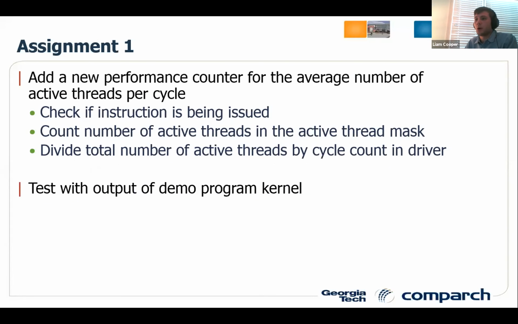So for assignment 1, the basic task is to add a new performance profiling counter for the average number of active threads per cycle. An overview of the steps for solving this assignment are to check if the instruction is being issued, count the number of active threads in the active thread mask, and divide the total number of active threads by the cycle count in the driver. Then you can test your results with the output of the demo program.